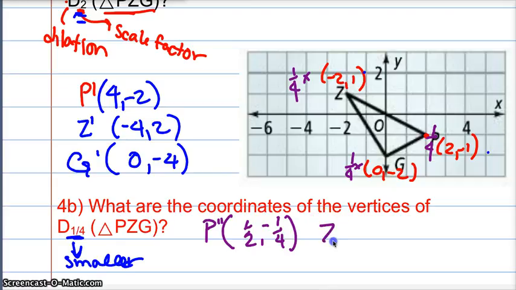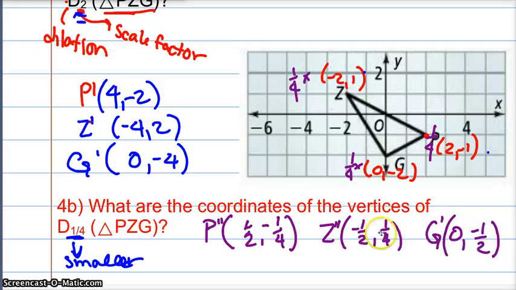My Z double prime, as I've already used the prime notation once. Multiplying those by 1/4, I'd have negative 1/2 and positive 1/4. And lastly, G double prime. I'd have 0 and negative 1/2. This would be harder to graph, but it would be doable.